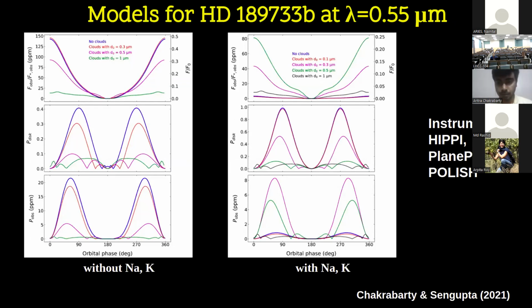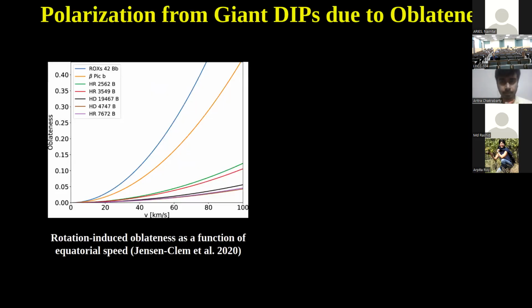Even though it's at the ppm level, it's within the sensitivity level of instruments like HIPPI, POLISH, or PlanetPol, etc. So in future you might have an observation. Then there are the giant directly imaged planets.